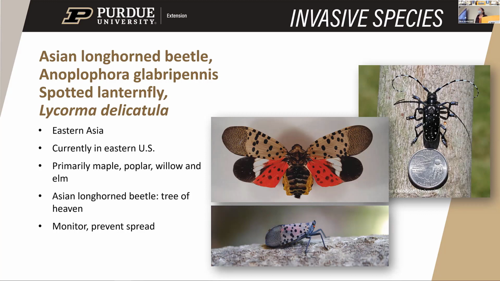What is that, Asian longhorn beetle, tree of heaven? Does that mean that they prefer that? Yes, they do like the tree of heaven. So if we can help eradicate tree of heaven, then we can help reduce some of their habitat.